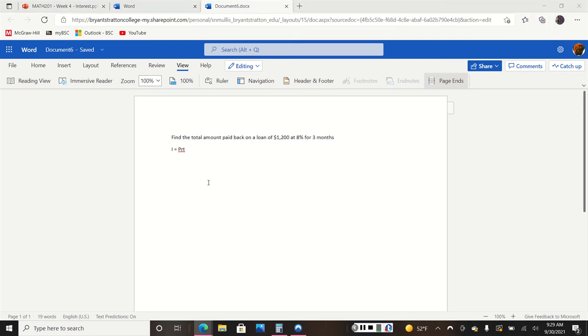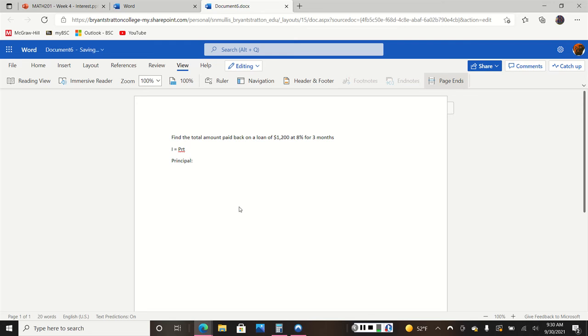For this next example, we don't have years, but we can convert months into years. So find the amount paid back on a loan of $1,200 at 8% for 3 months. Instead of trying to know what we paid back within that year, all we want to know is how much of the loan we paid back within 3 months, not a full year. So to do that, again, we just get all of our information.